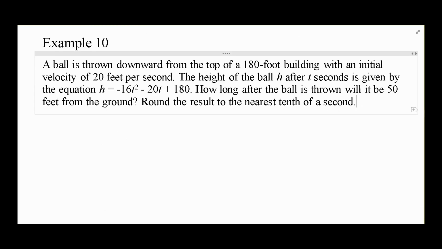This one tells us a ball is thrown downward from the top of a 180-foot building with an initial velocity of 20 feet per second. The height of the ball, h, after t seconds is given by the equation blah. So all that information that we started with in the first part isn't necessary because it just explained why that equation works. Now that equation has two variables in it, h and t. H is the height of the ball, t is the time in seconds.